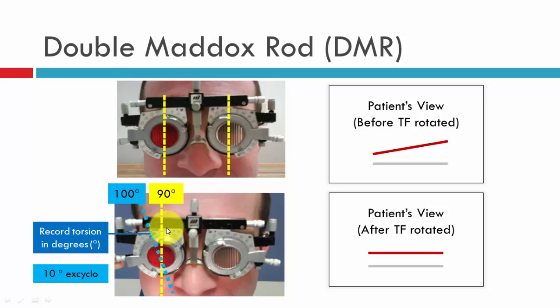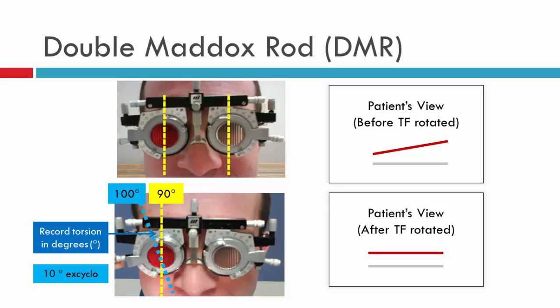Okay, in this instance, the patient is rotating it outwards towards their ear, and they've rotated it 10 degrees. They've gone from 90 degrees to 100 degrees, which indicates 10 degrees of torsion. This is actually 10 degrees of excyclo-torsion. Now, the thing to remember here is that when you record in the history 10 degrees excyclo, what you're indicating is that the eye is excyclo-rotated. The image is intorted, but the eye is extorted, or the patient has an excyclotropia.